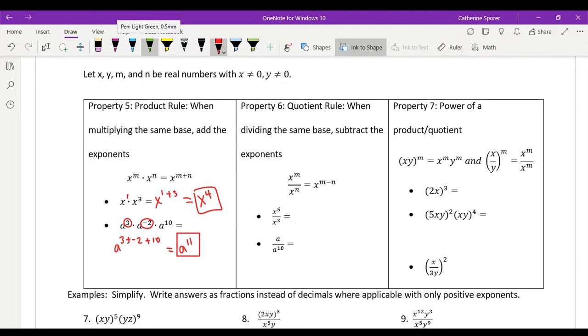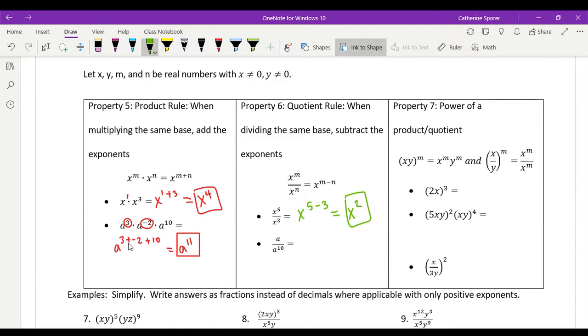Property 6 is the quotient rule. So when dividing by the same base, you subtract the exponents. So x to the m over x to the n is x to the m minus n. So x to the 5th over x to the 3, we'd do x to the 5 minus 3, which is x to the 2nd.